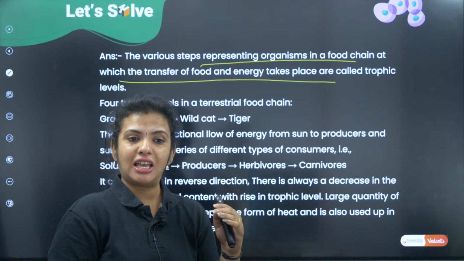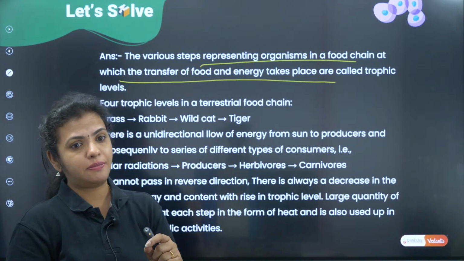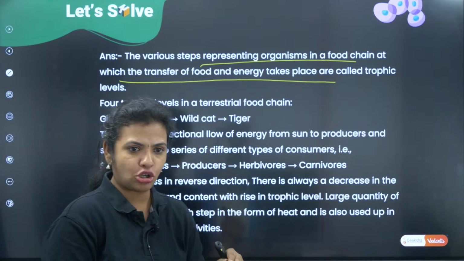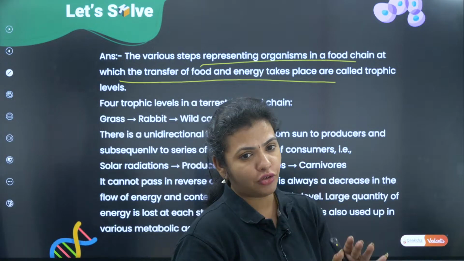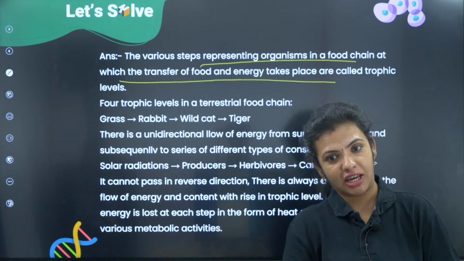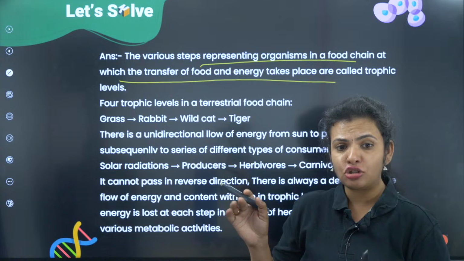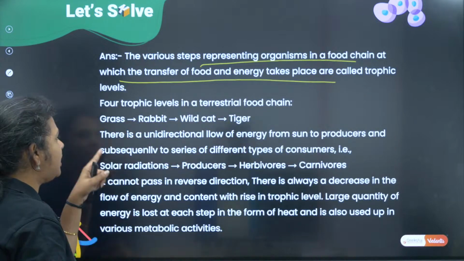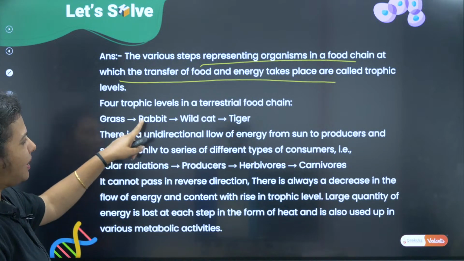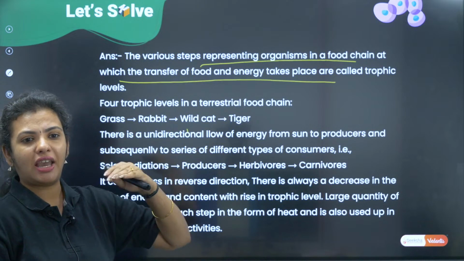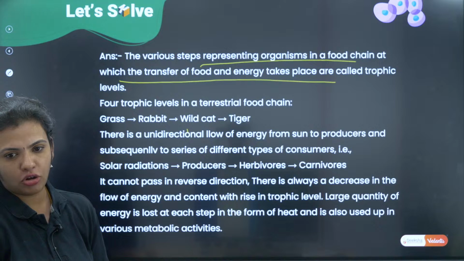So they have asked us an example of a terrestrial food chain. You can give any example, children. Grass eaten up by a grasshopper, grasshopper eaten up by a frog, frog eaten up by a snake. This is another example of a terrestrial food chain. So here we have another example: grass eaten up by a rabbit, rabbit by a wildcat, wildcat by a tiger. So you can give any example for this. Okay.